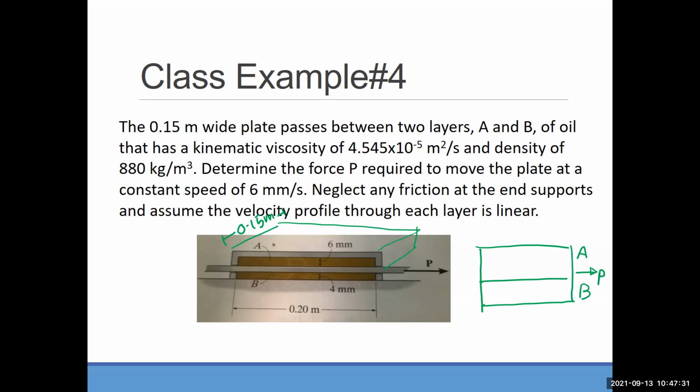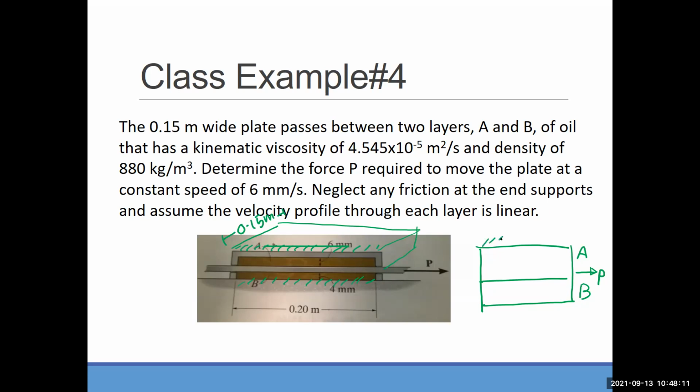Now we know some characteristics of the oil. We know the kinematic viscosity and the density. Now let's go to the next page and write down what we already know and what we need to find out. Okay. Now there are a few things. They said to neglect any friction at the end supports. That means they are fixed. And they also say the velocity profile through each layer is linear. So there is no parabolic velocity profile or anything.